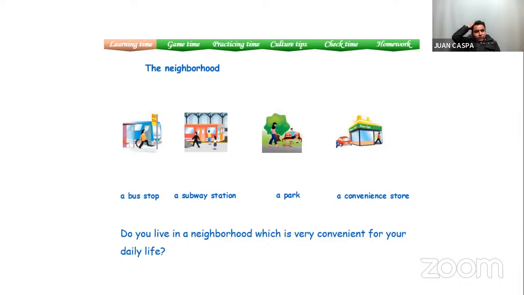Do you live in a neighborhood which is very convenient for your daily life, or no? Or maybe you are thinking to move to a different neighborhood. Neighborhood is el vecino, ¿no? El barrio, vecindad. But in this case, it's like el barrio, right?